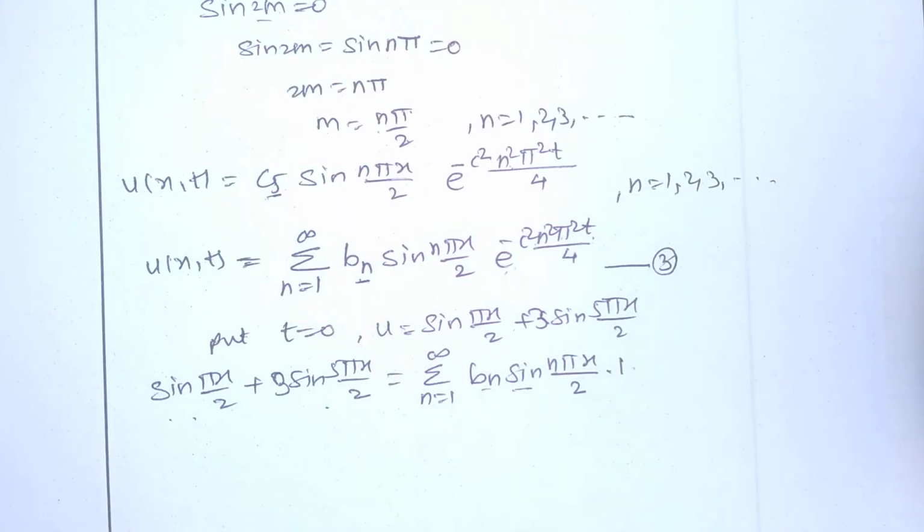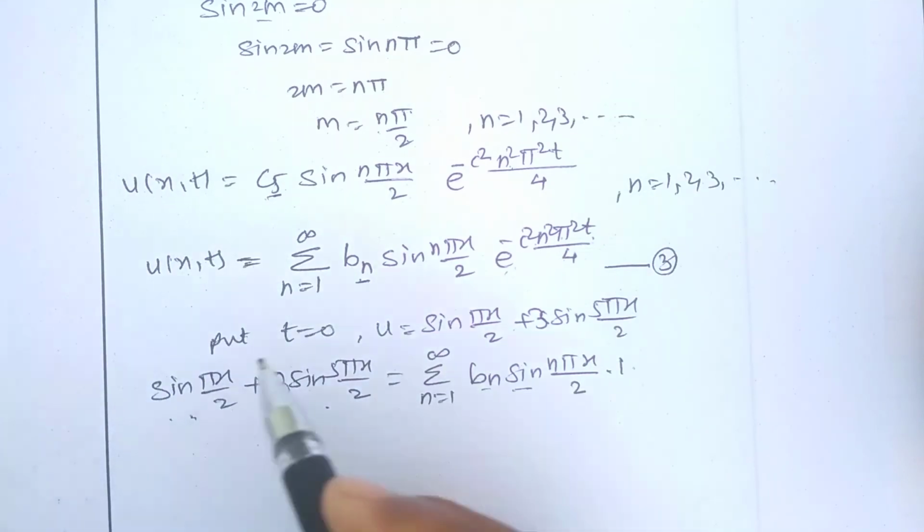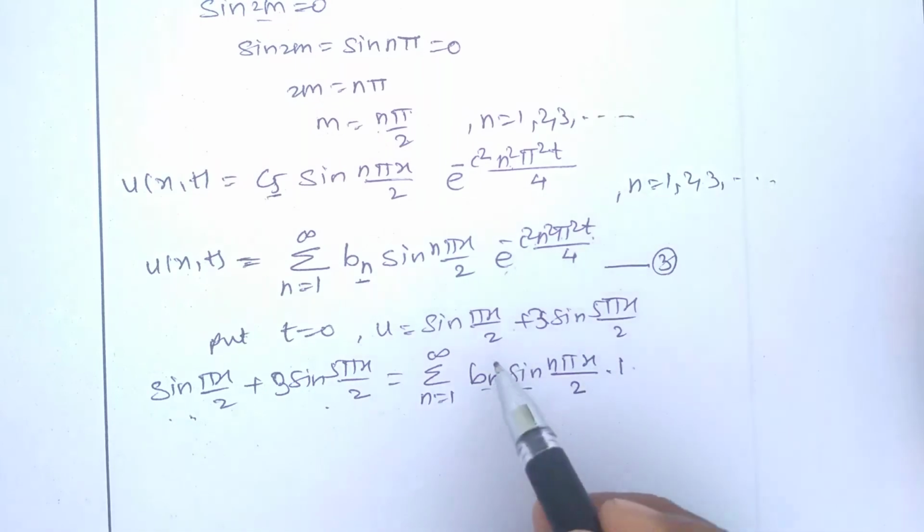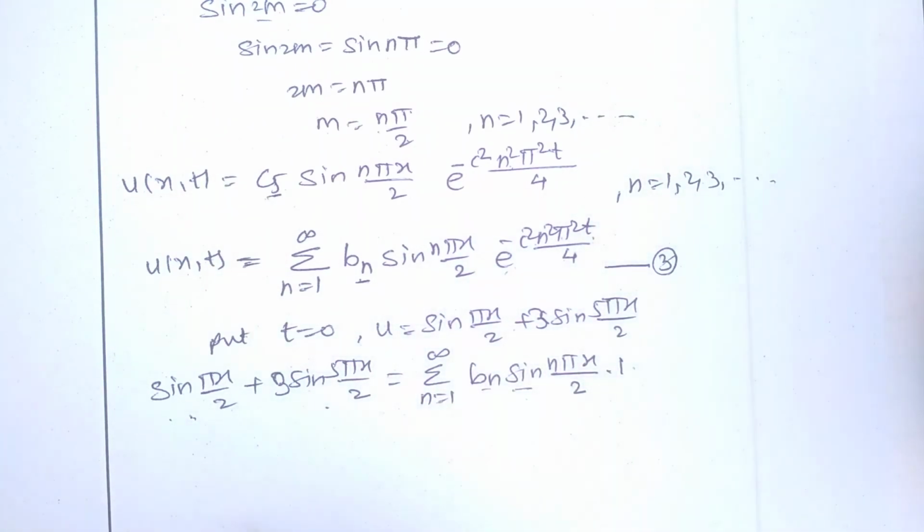When this case happens, that means on the left hand side there is a sine function, and on the right hand side also there is a sine function. That time we have to expand this summation by putting the different values of n.